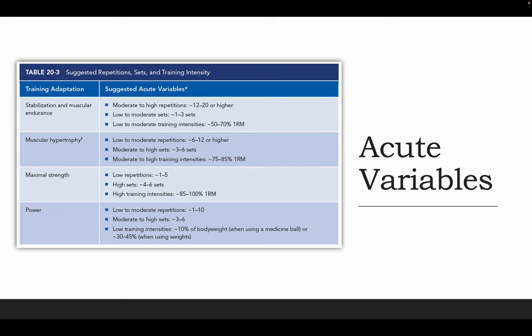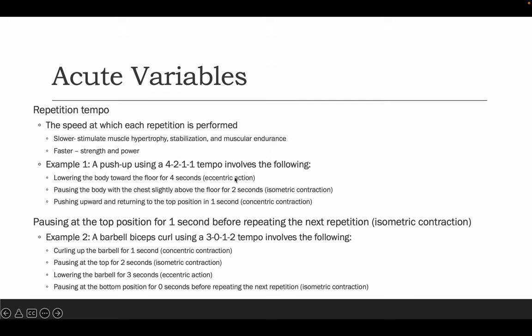I'm not going to go through each one piece by piece, but take a look at them, see where you're at, because I'll show you the true chart later on. And actually, we'll probably do a secondary follow-up video to this to break down each one of those phases. Rep tempo, so it's the speed at which you perform.